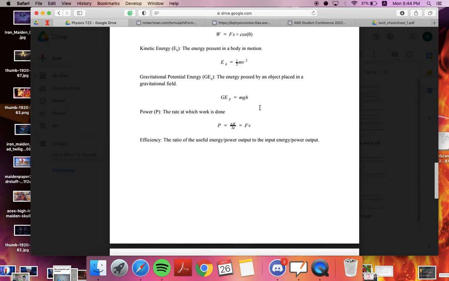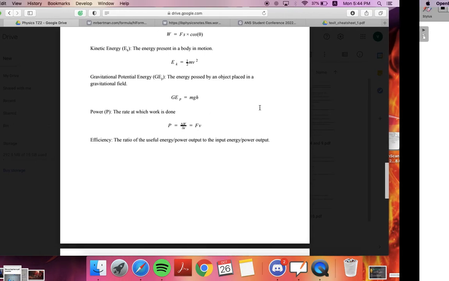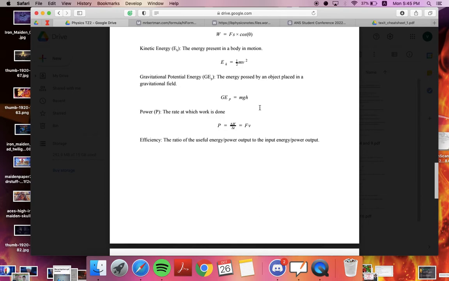Okay, next we have kinetic energy. Kinetic energy is basically the energy that's present in a body that's moving. Kinetic energy is given by the formula half mv squared. And that's pretty much all that you need to know. They may ask you to calculate the kinetic energy at some point. It's really simple. You just plug in the mass, you plug in the velocity of the object, and you just get your kinetic energy.